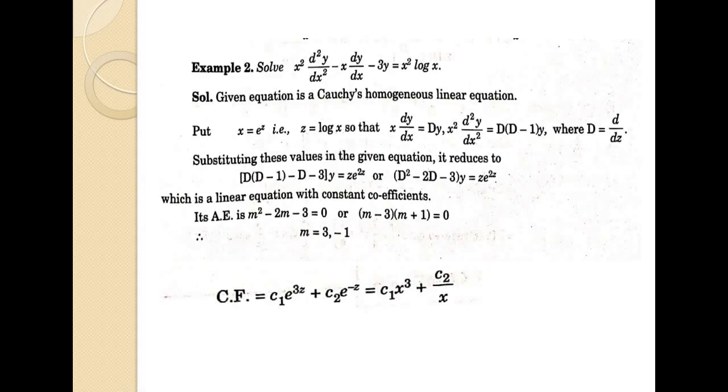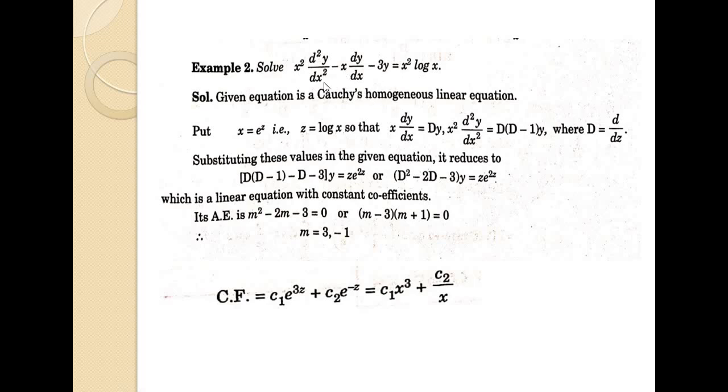Let us do one more problem based on this model. Solve x square into d square y by dx square minus x into dy by dx minus 3y equal to x square into log x. Solution. Your first step is to identify whether we are given the Cauchy's homogeneous linear differential equation or not. Let us identify whether it is a Cauchy's homogeneous equation or not.